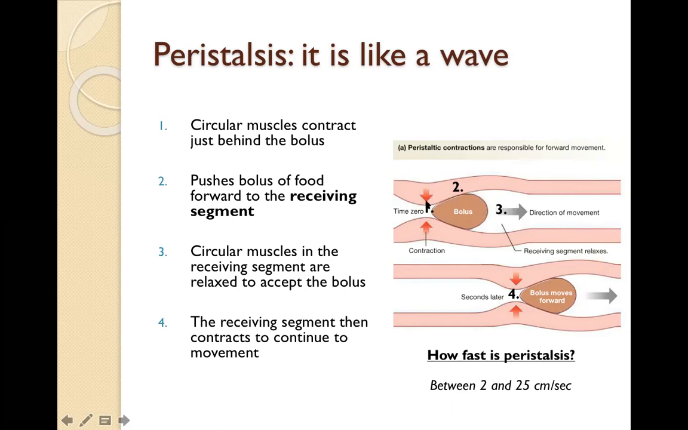And then the next thing that happens is that the circular muscles in the receiving segment will contract and push the bolus of food along to the next receiving segment. Peristalsis is fairly quick. It occurs at a rate of anywhere between 2 and 25 centimeters per second.